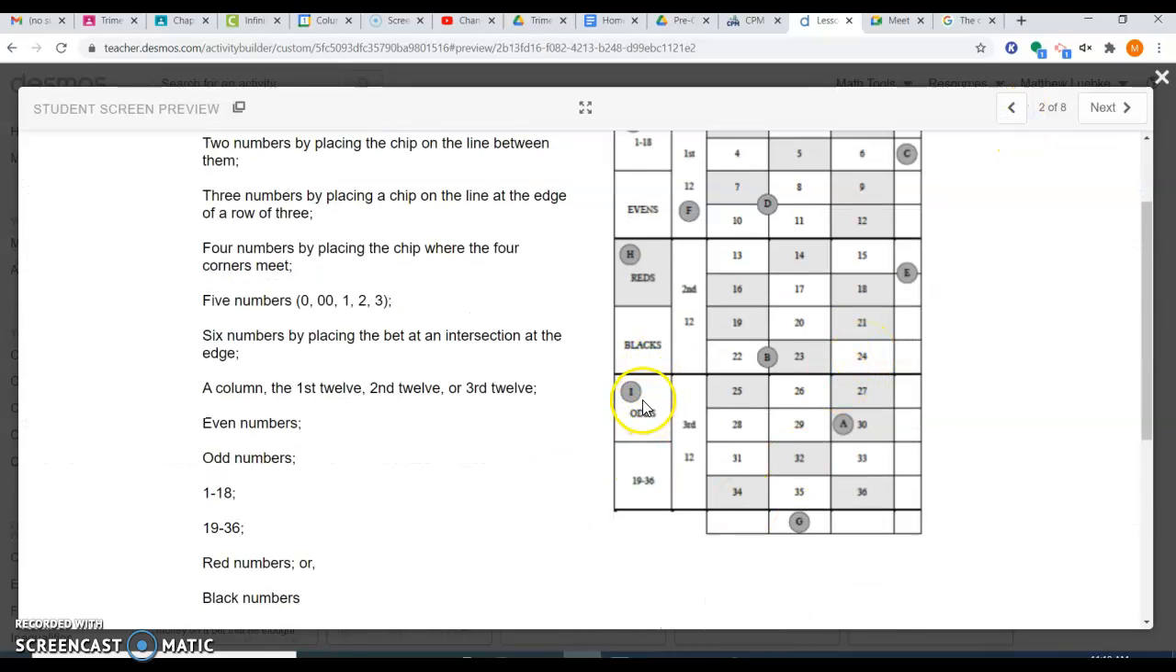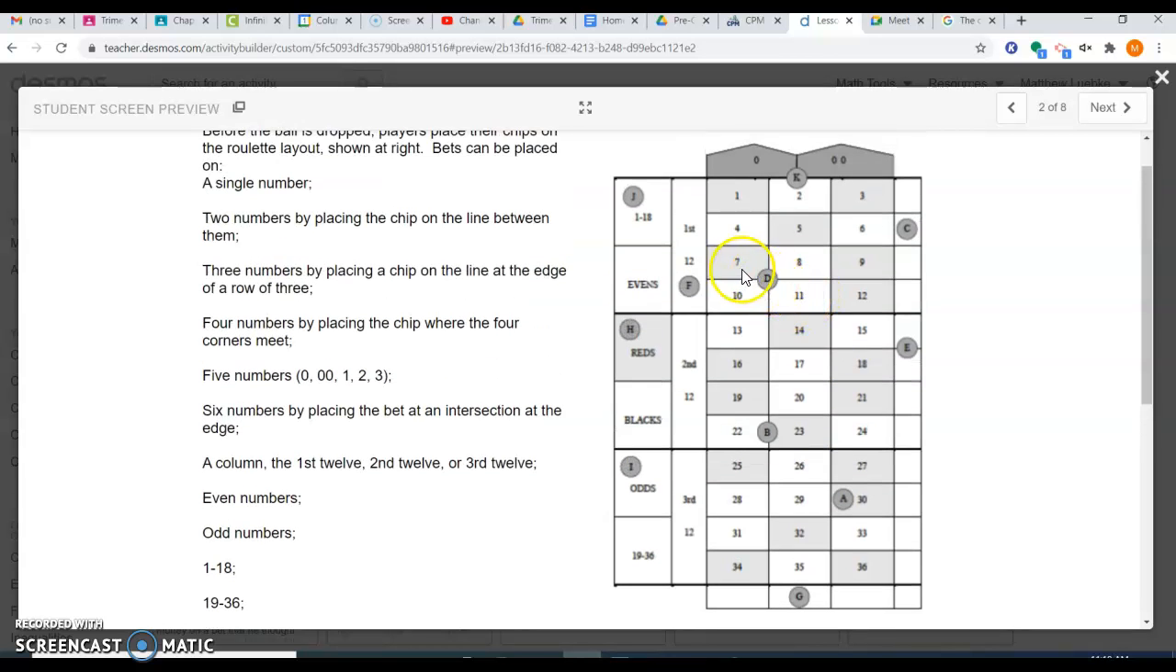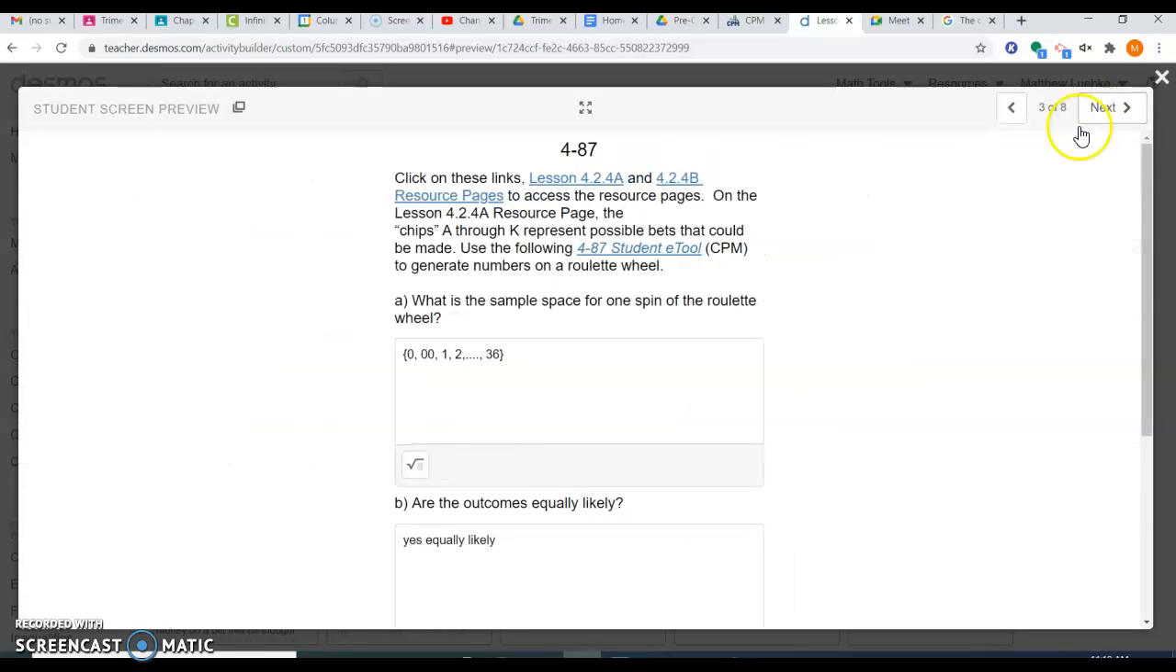Okay, odds: when you have I for odds, you just want to list all the odd numbers. When you have one like D, you want to list 7, 8, 10, 11. So we're just creating these smaller subsets of your big sample space here.